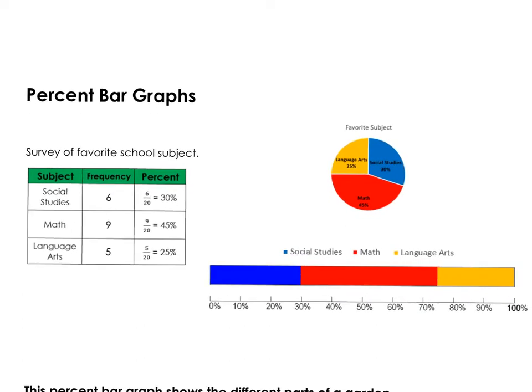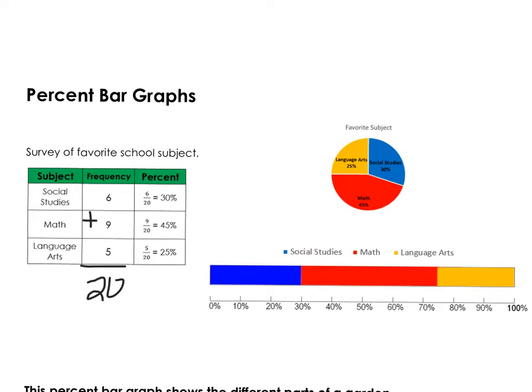Last week, we learned to find the frequency table. We had to find the total first. So we had to add up the 6 plus the 9 plus the 5. And when we do, we get 20. Then remember, this was our part and 20 was our whole. So 6/20ths we said equaled 30%, 9/20ths equaled 45%, and 5/20ths equals 25%.